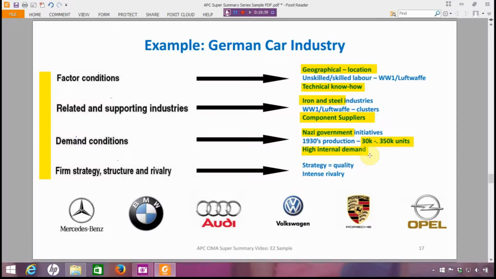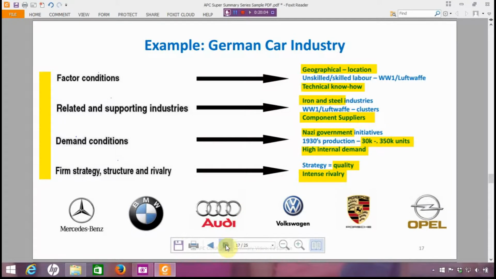In terms of the strategy, structure, and rivalry, obviously it's intense rivalry. You only have to look at the list below to see the number of car brands who will have come about in the 1920s, 30s and 40s, but certainly that area of quality, that was the key strategy for German car manufacturers at that time. It was driving up quality, that was impacted upon by sophisticated consumers.